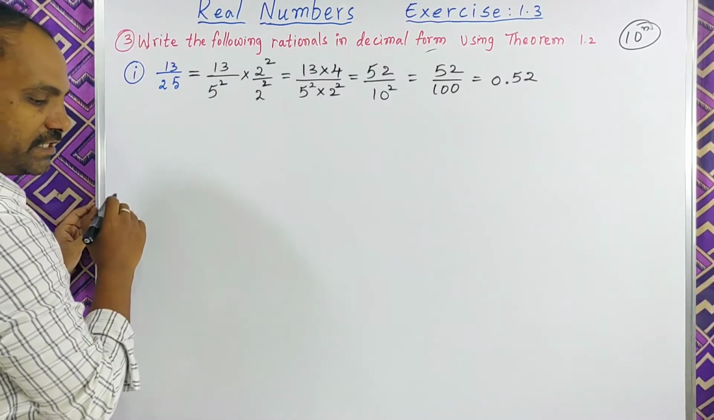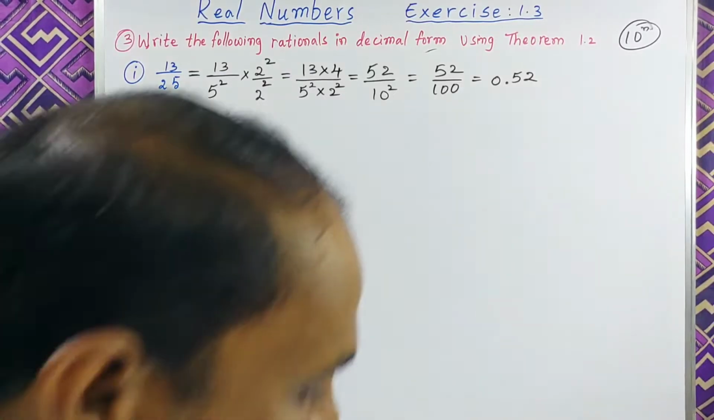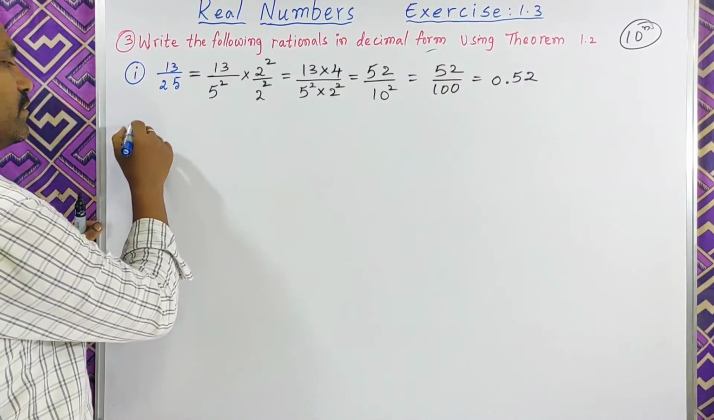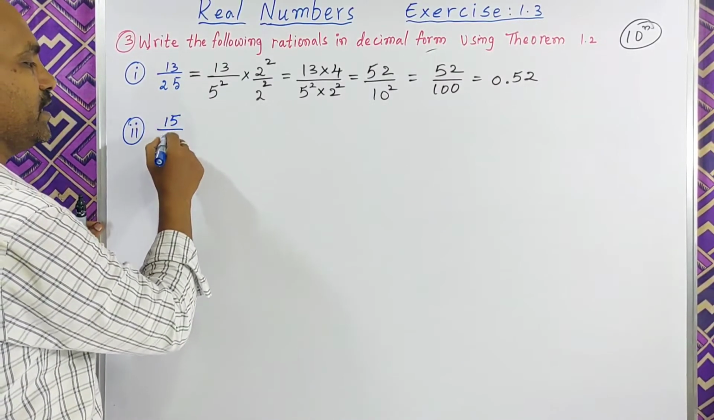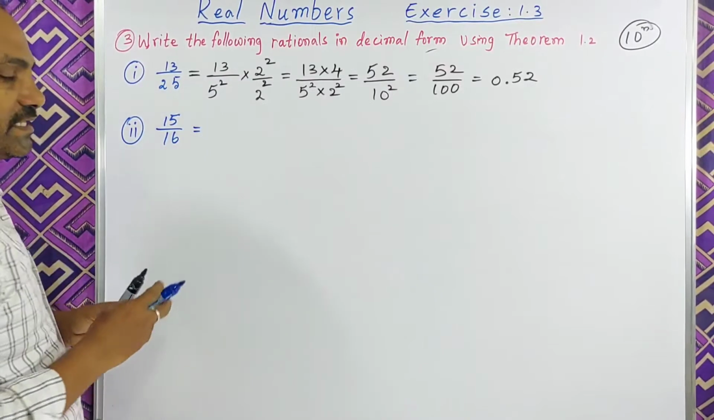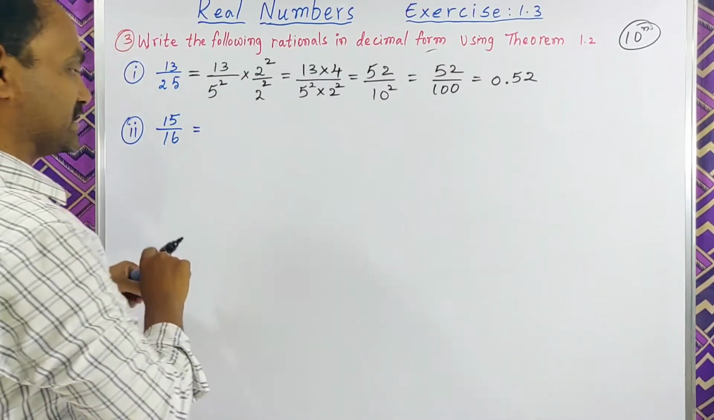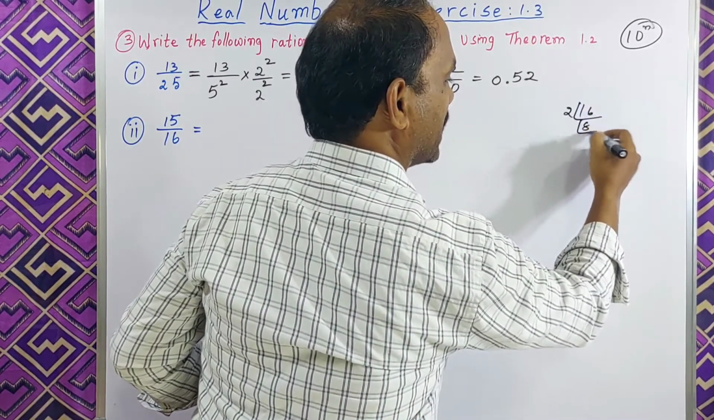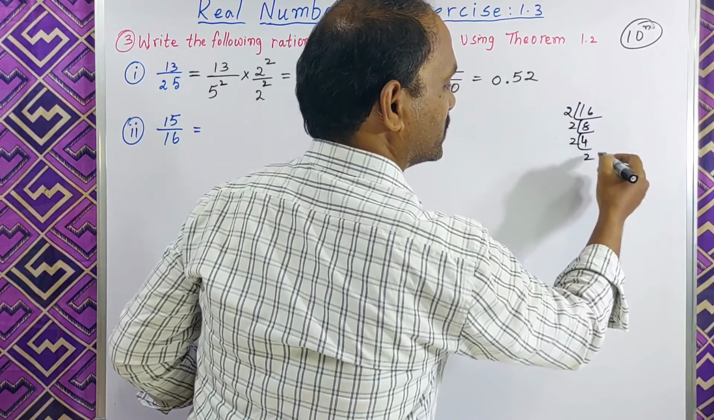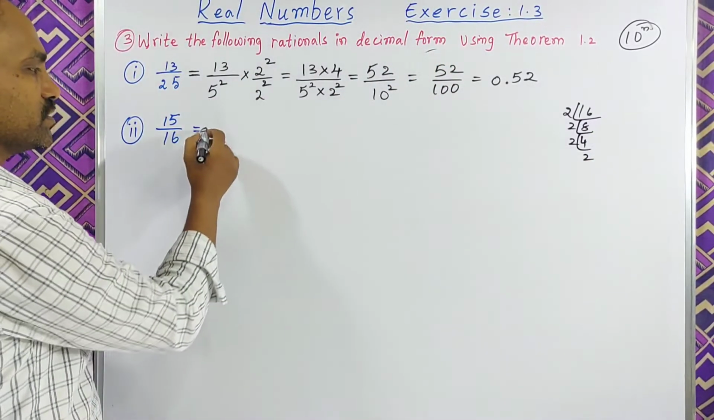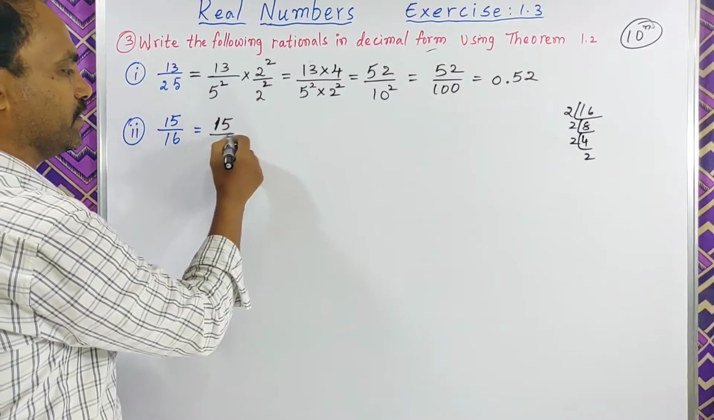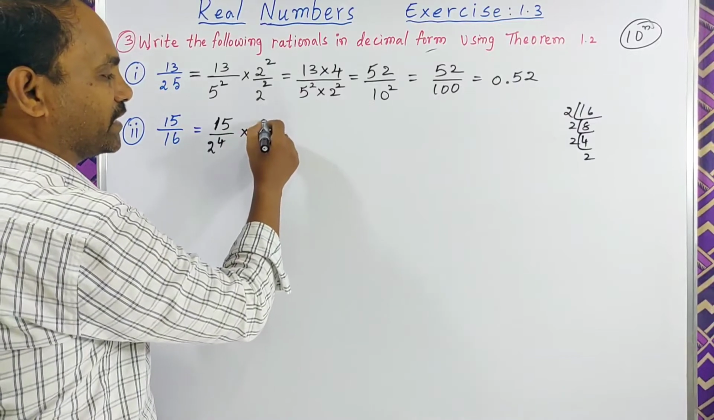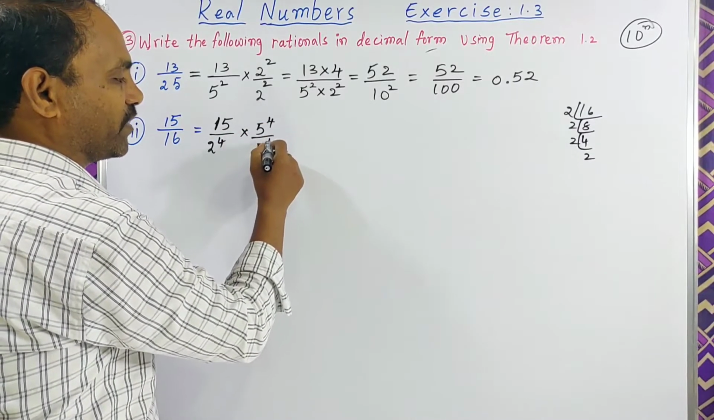Okay, let us check the second question. What is the second question? 15 by 16. How can we write 15 by 16? 16 can be written as 2 power 4, since 2 eights are 16, 2 fours, 2 twos. So here 15 by 2 power 4. 5 is not there, that's why we multiply with 5 power 4 by 5 power 4.